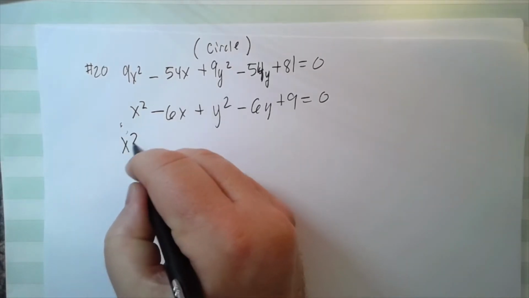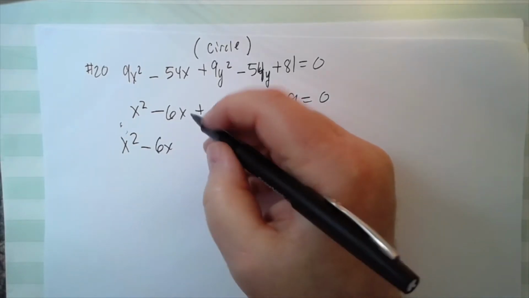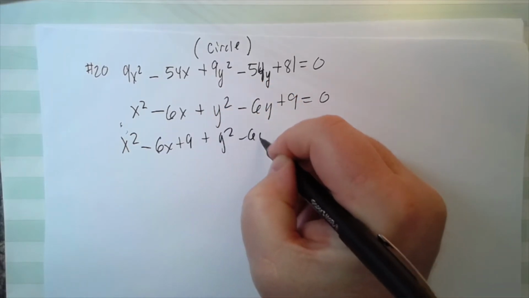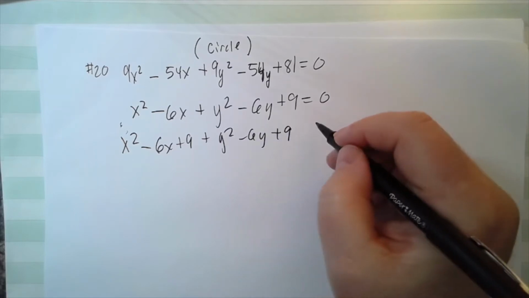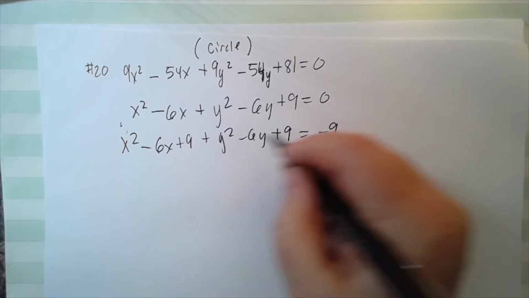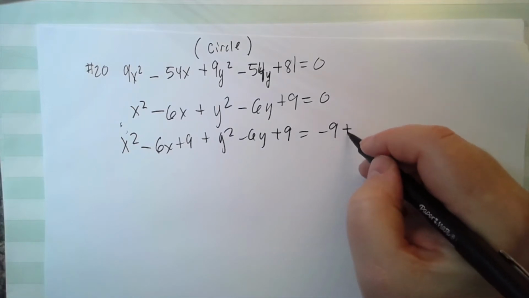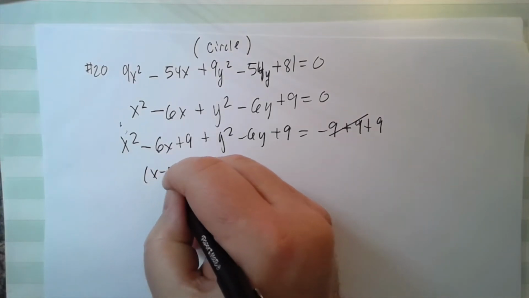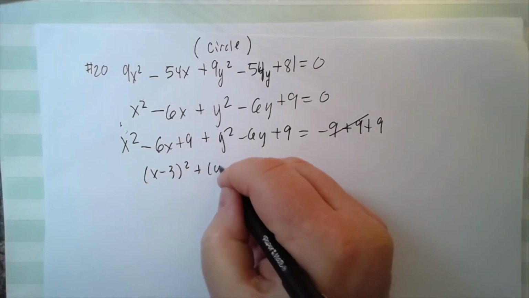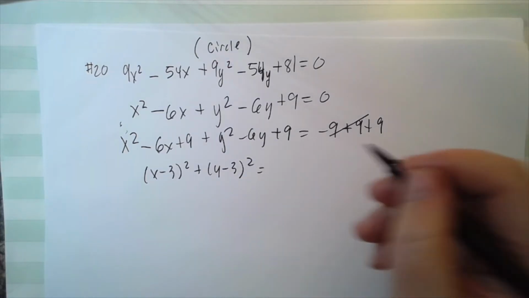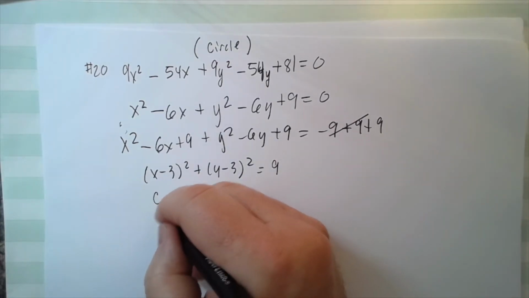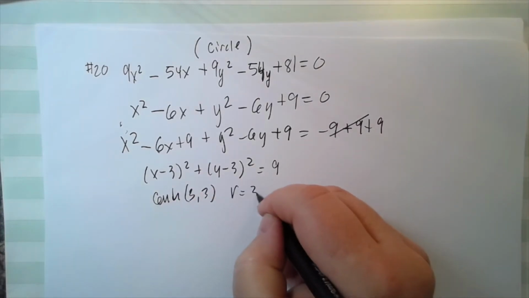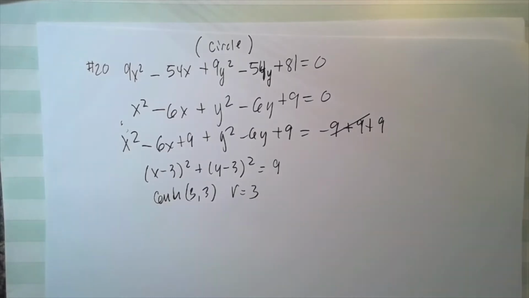So we have x squared minus 6x. Half of this squared is 9, plus y squared minus 6y. Half of this squared is also 9. Subtract this over to the other side, and then add two 9s. Those subtract out, so this factors to x minus 3 squared plus y minus 3 squared is equal to 9. So this gives us a center of 3, 3, and a radius of 3. So we actually have a circle.